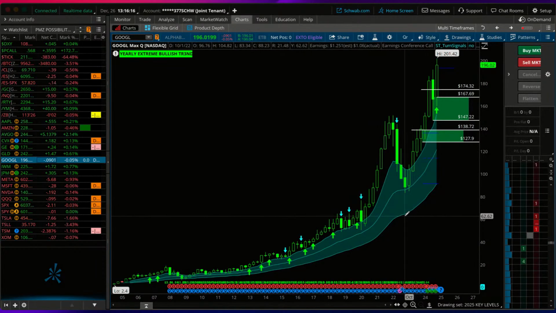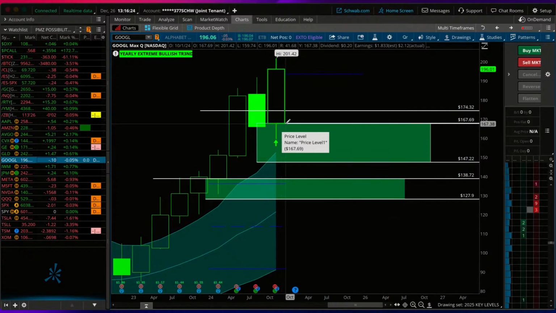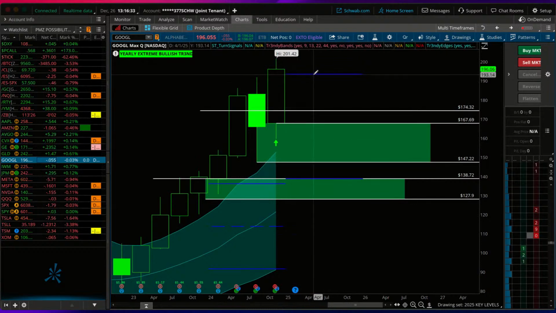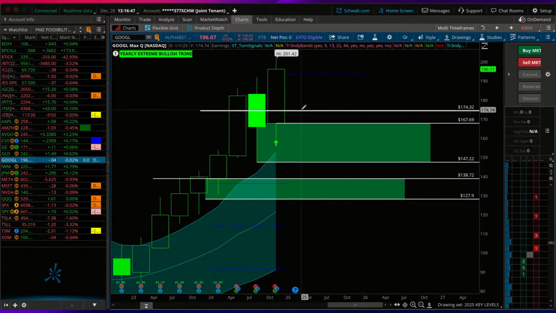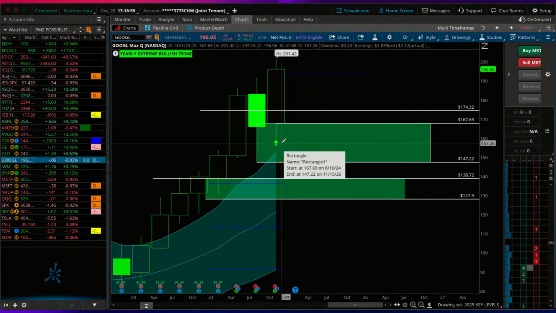All right. Google, just like Amazon, is in the process of creating a demand zone here on the quarterly chart. That level is 167.69 by 147.22. And it is an area that I would be interested in buying the dip on Google. 174.32 would be the level that I would start adding back into my equity position in Google, saving some powder for this newly created demand zone.